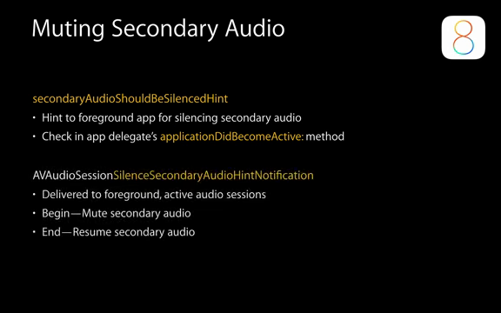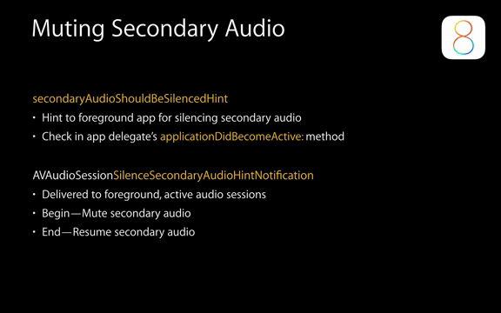Going along with the new property is our new notification. This is the AV audio session silence secondary audio hint notification. Another mouthful for this early in the morning. So this notification will be delivered to apps that are in the foreground with active audio sessions. And it's kind of similar to our interruption notification in that it's two-sided. There's a begin event and there's an end event, all wrapped up in the same notification. So when you get a begin silence secondary audio hint notification, that means it's a good time to mute your secondary audio. And if you get the end event, it's a good time to resume your soundtrack.